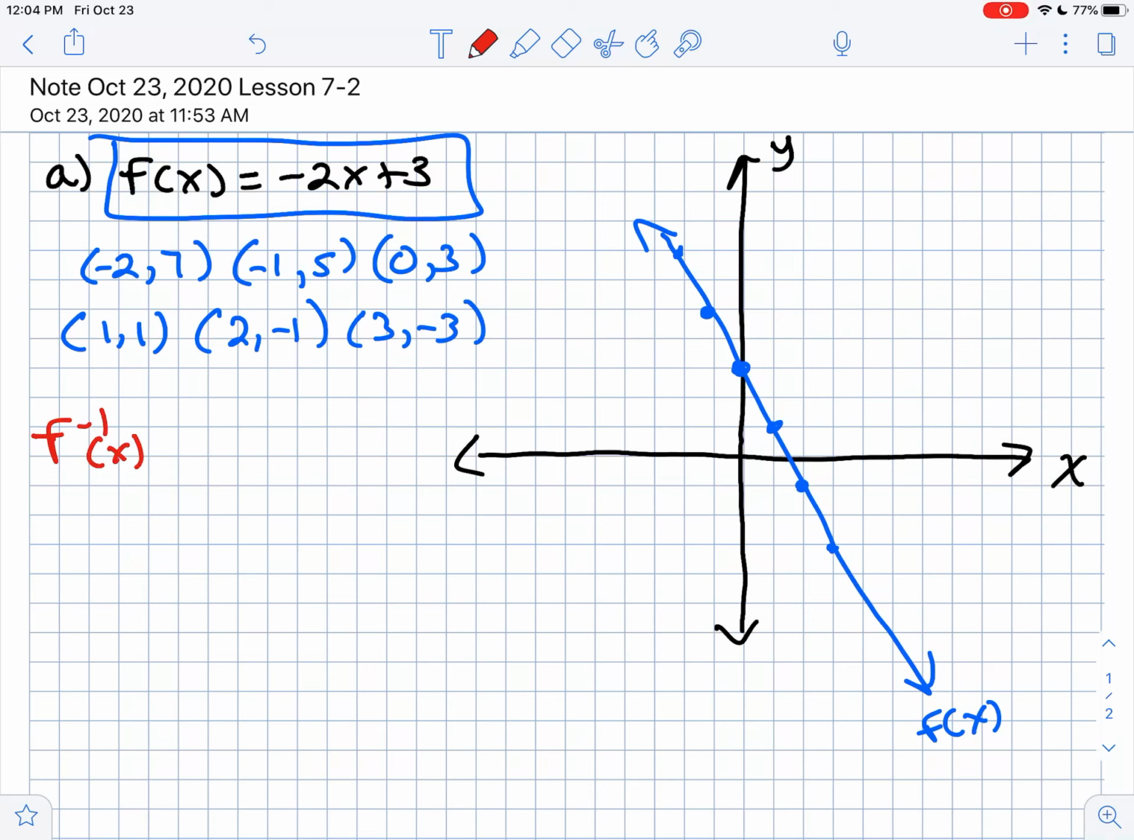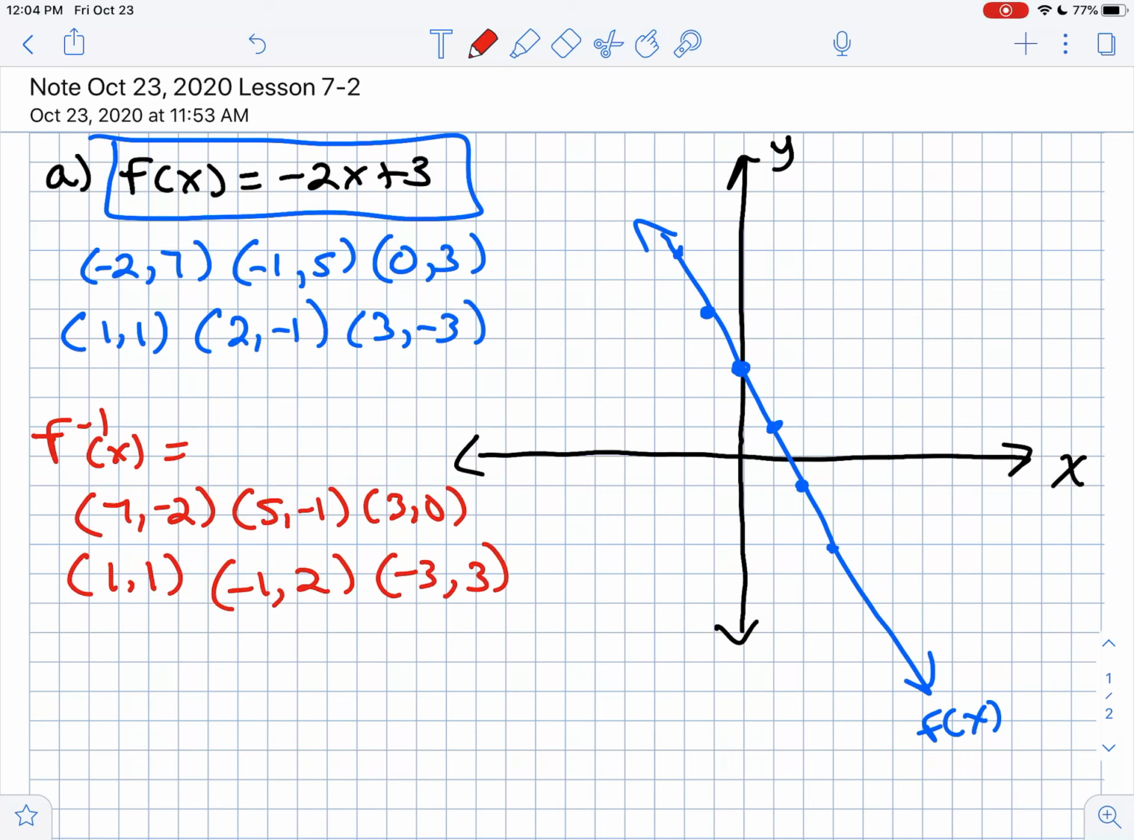So if I want to graph the inverse of this function, I could rewrite it as an inverse and graph it, or I could just swap these ordered pairs. So f inverse of x is going to have ordered pairs of 7, -2, and 5, -1, 3, 0. 1, 1 will be the same. -1, 2, -3, 3. And so now I can graph the inverse.